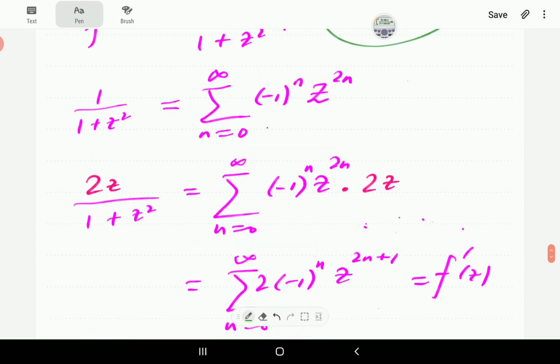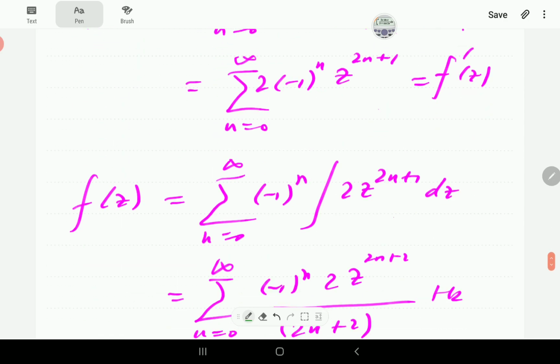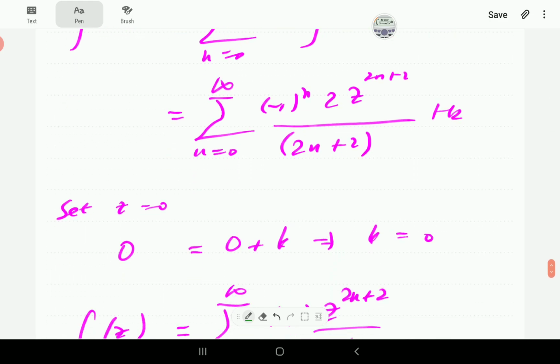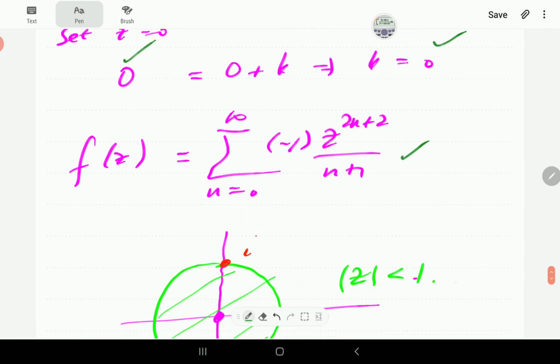While we are here, we know that this is going to be valid when mod z squared is less than 1. Okay, so here, if we set z equals 0, remember this side, we've got ln of 1 plus z squared. So the left-hand side is going to be ln 1, which is 0. This will be 0, so k is 0 according to that. So that's going to be our sequence.